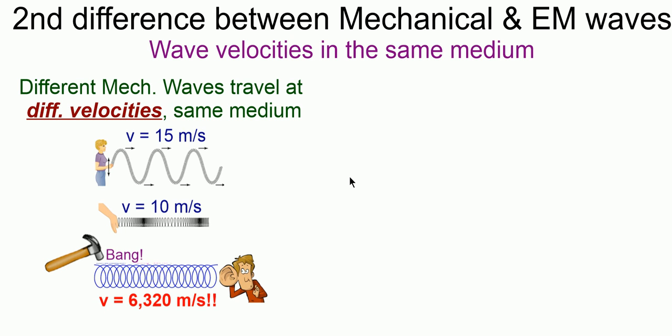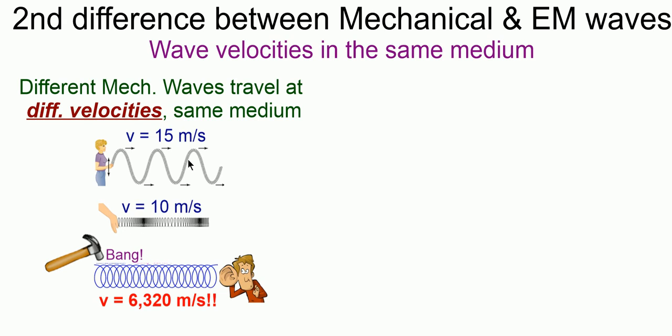Now, there's a second difference you can use if you're asked for two, and that has to do with how fast waves move through the same medium. Let's read this here. Different mechanical waves travel at different velocities in the same medium. Of course, that's for a mechanical wave, right? These are mechanical waves. So let's see here. We have this medium, this slinky, and this transverse wave is traveling at 15 meters per second. Right after it, we have the same medium, the slinky, but a longitudinal wave where he's pushing on it. Let's say that travels slower.